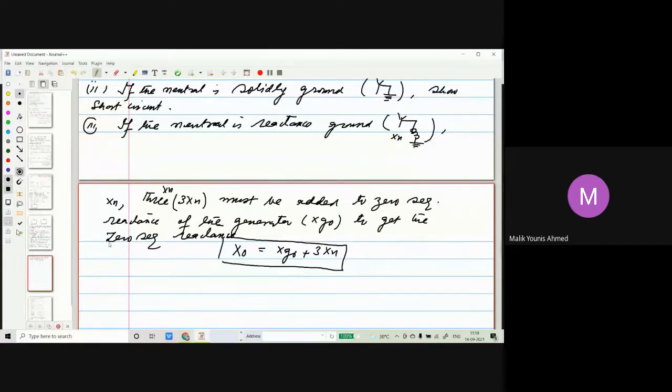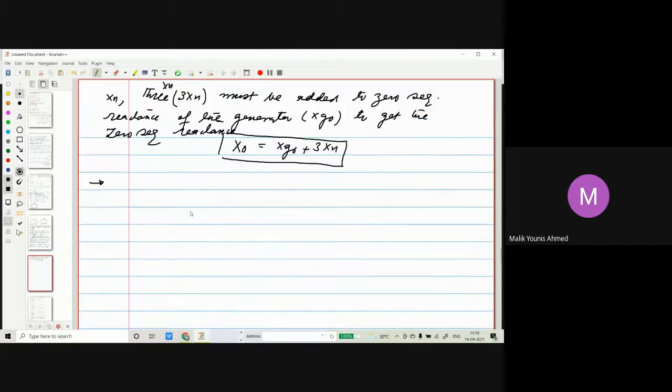Now, next point, which is very important, is in case of generator, positive sequence reactance is almost equal to negative sequence reactance. So let's say the positive sequence reactance is approximately equal to negative sequence reactance. This is in case of, we are talking about the generator. In case of generator, positive sequence is almost equal to negative sequence.